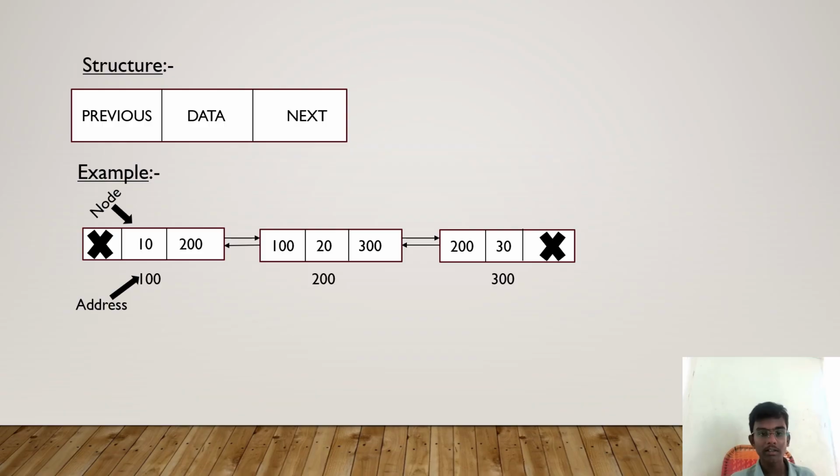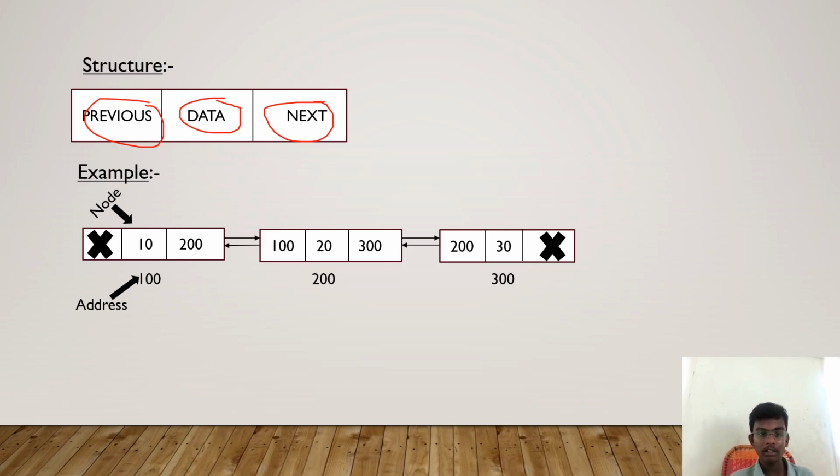Structure of a double linked list. It is a node containing three parts. First one, previous. Previous contains the address of a previous node. Data. Data contains a value like an integer value. Next contains the address of a next node. Let us take an example for better understanding.